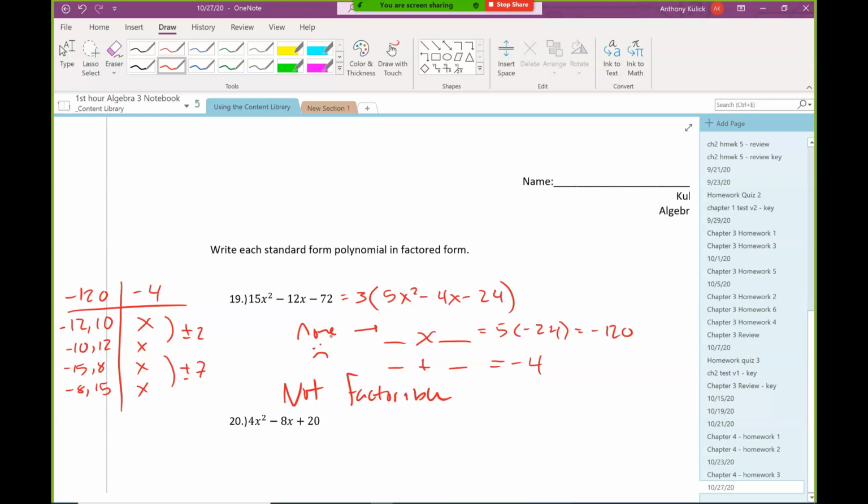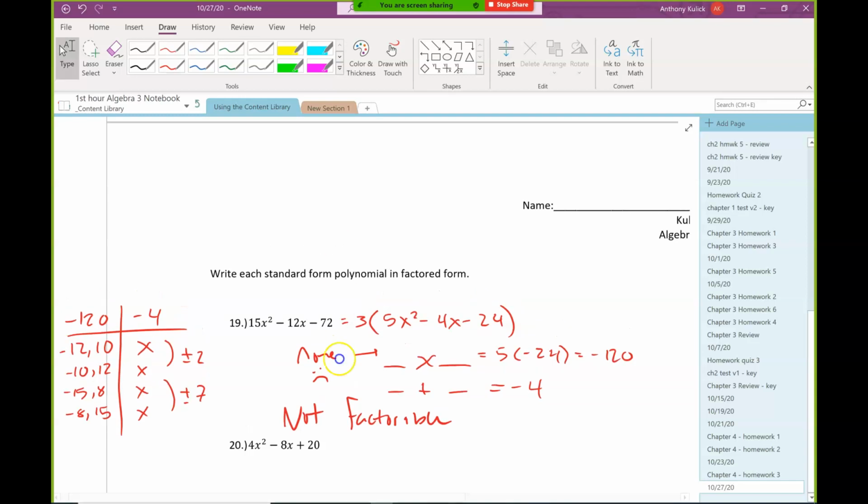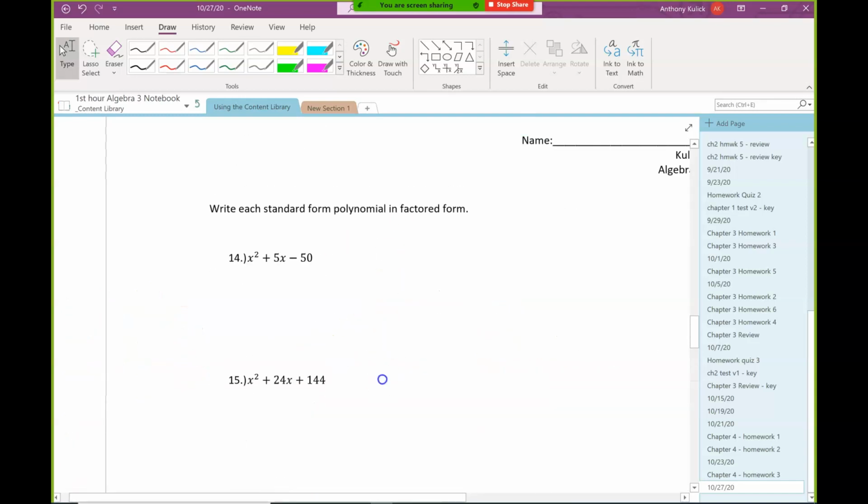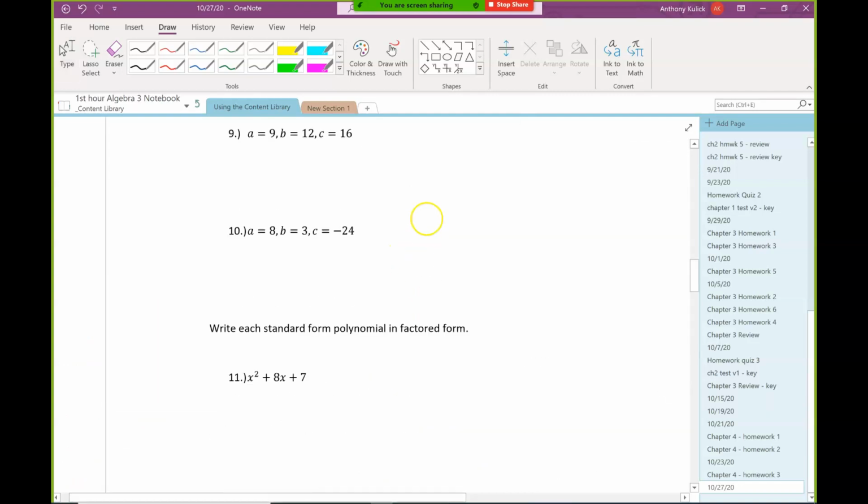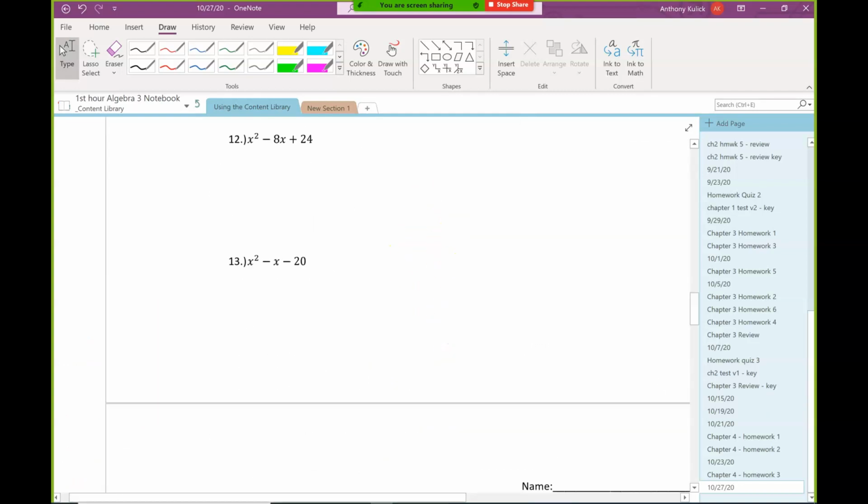Mr. Kulik, yes. I'm in the Zoom. Hi, Joe. Hey, could you do number 13 on homework 2, please? Sure. Thank you. No problem. 13 on homework 2. Okay.